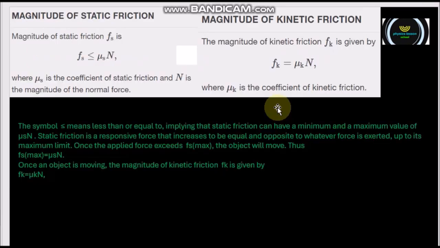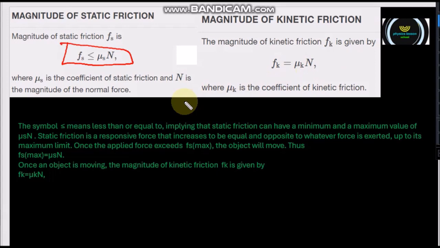The magnitude of static friction Fs is given by Fs ≤ μs n, where μs is the coefficient of static friction and n is the magnitude of the normal force. The symbol ≤ means less than or equal to, implying that static friction can have a minimum and a maximum value of μs n.